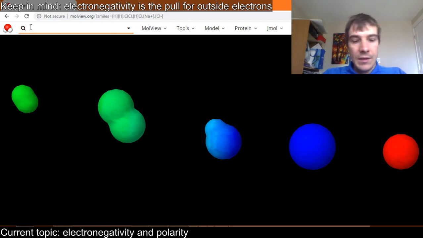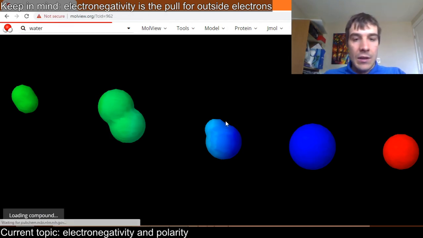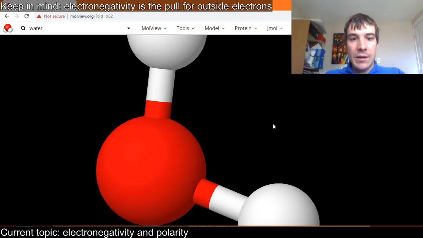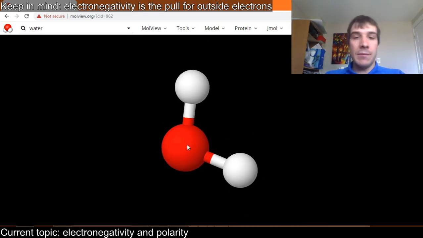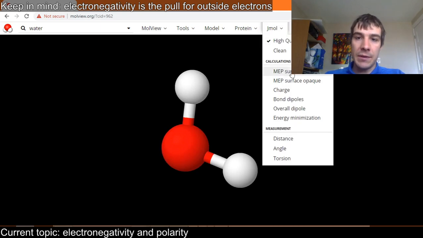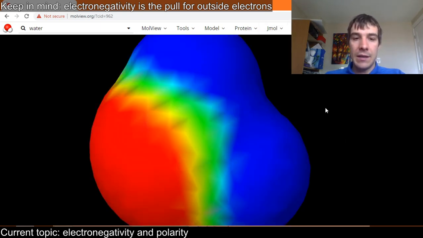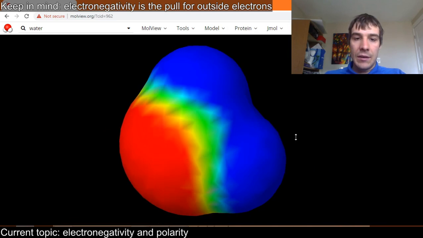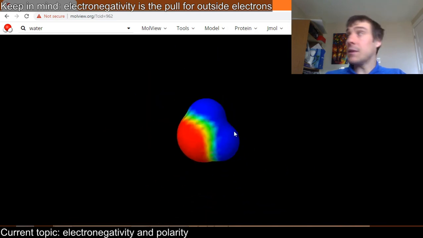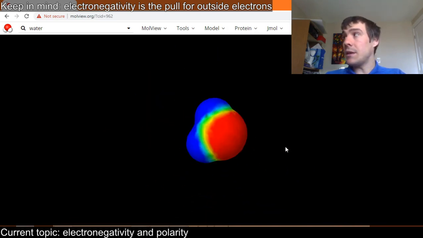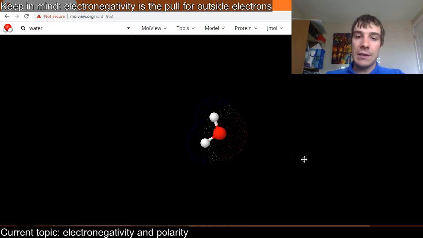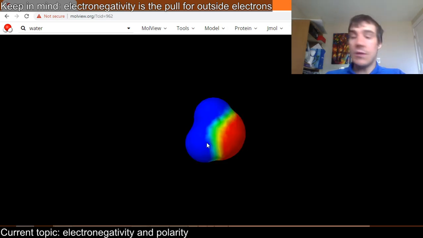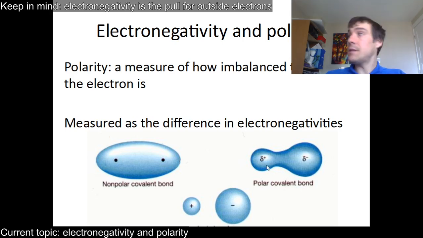It's kind of fun to look at this for water. Here's water. Right, the oxygen has a very strong pull for electrons. It's way up in the top right corner. The hydrogen has a lot smaller pull for electrons. If I hit this, you see the red is where there's a lot of negative, and the blue is where there's a lot of positive. And so you'll see that the electrons really like to stay with the oxygen and a lot less with the hydrogen. So you get this polar covalent bond on two sides. So that's electronegativity and polarity.